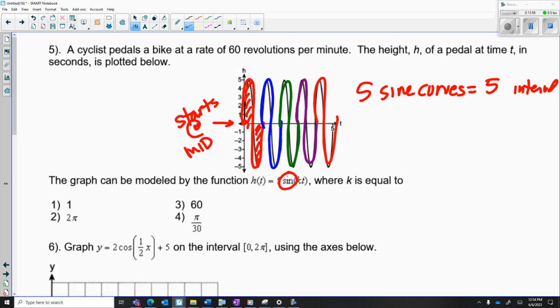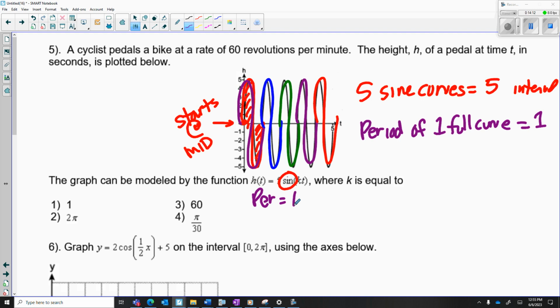So what is the length of one curve? The period of one curve is basically just one of these, and that's actually 1/5 of 5, which is 1. So the period is 1. And notice that is choice 1, but that's not what they're asking you for. They're asking you for the value of k.